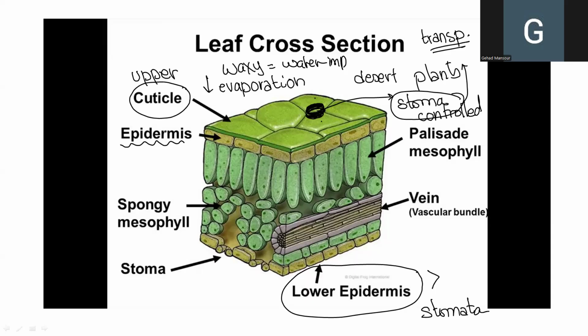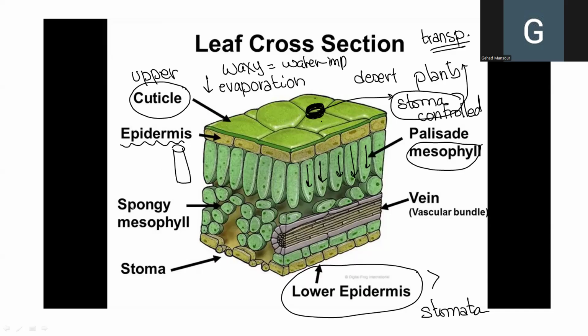And then underneath the upper epidermis, we have those palisade cells, and the layer is called a palisade layer because the cells are columnar in shape. So they look like palisades, and the palisade layer forms part of a bigger layer, which is the mesophyll.